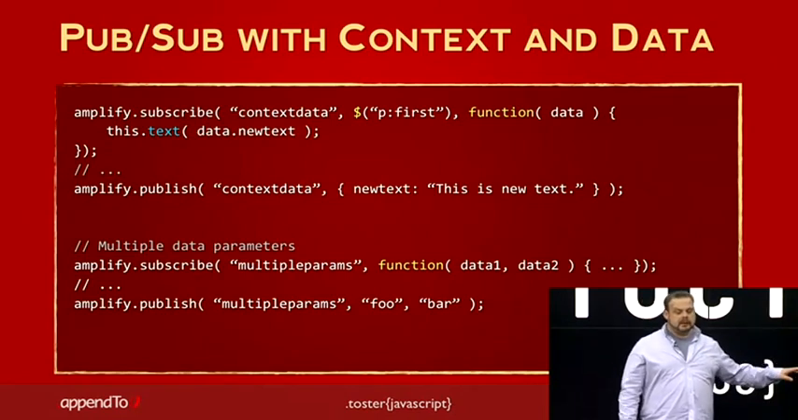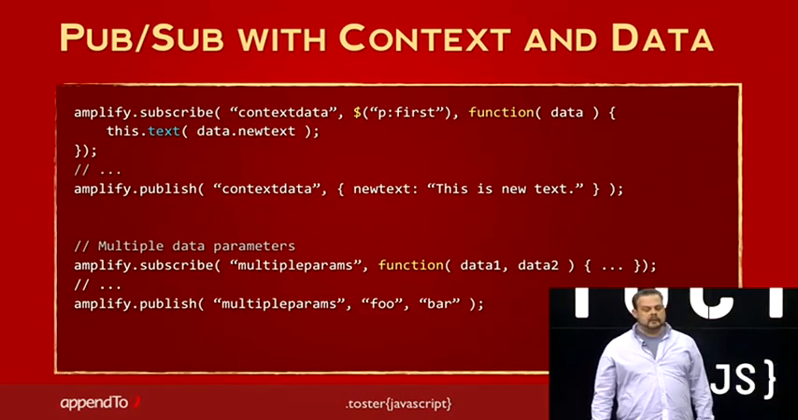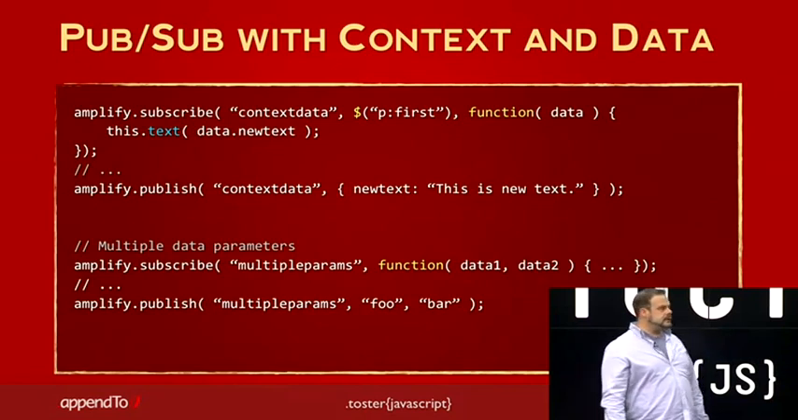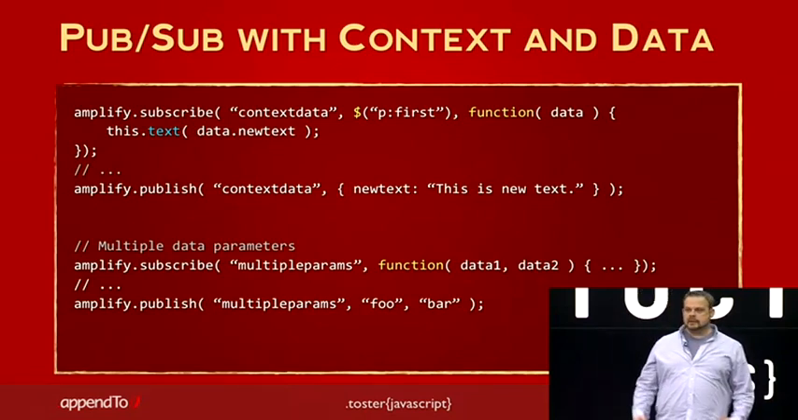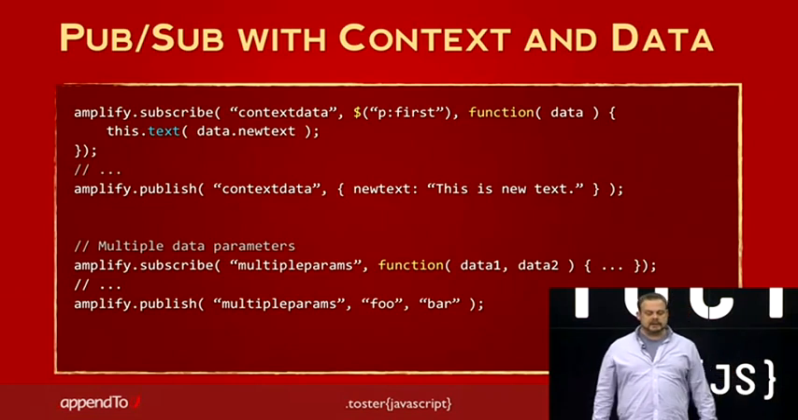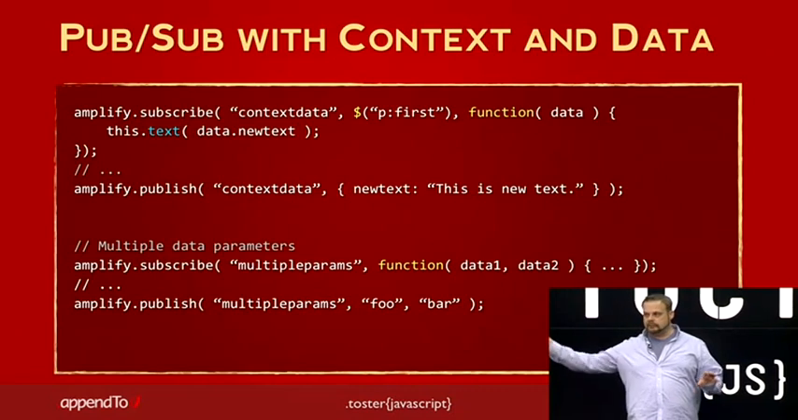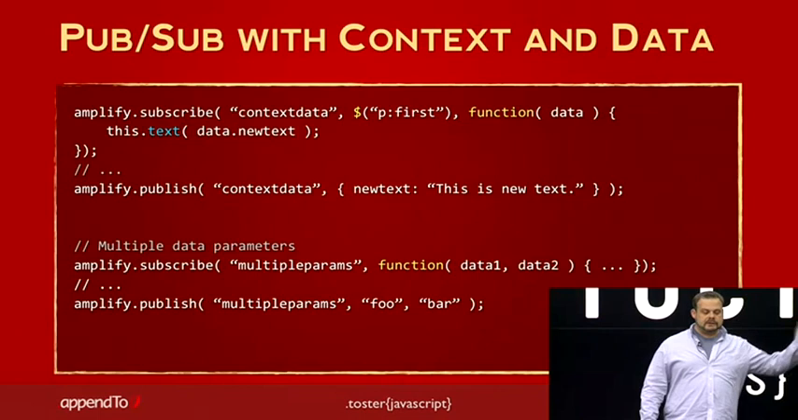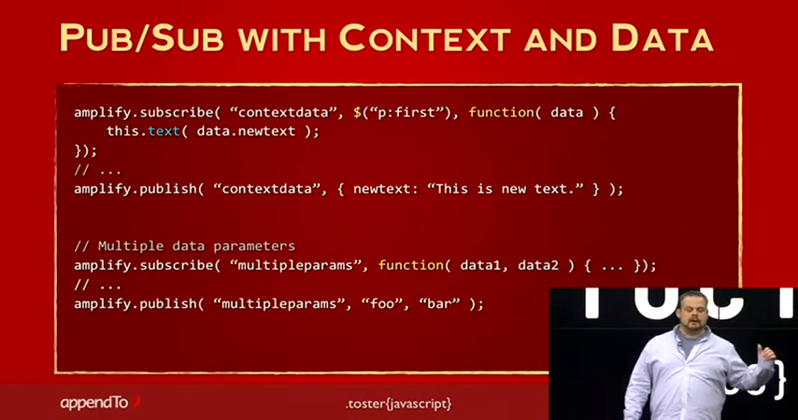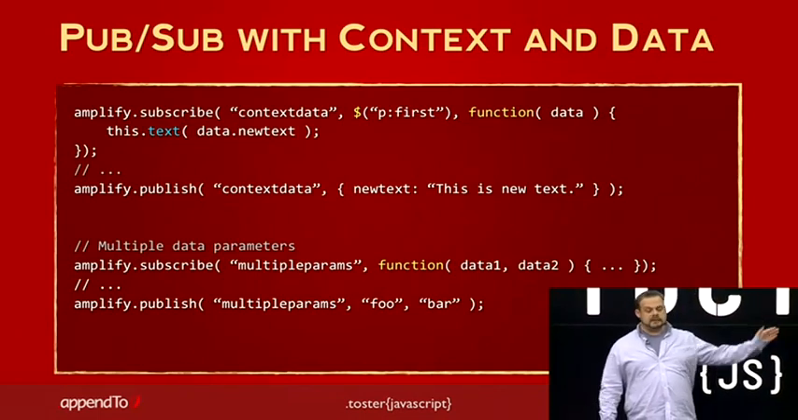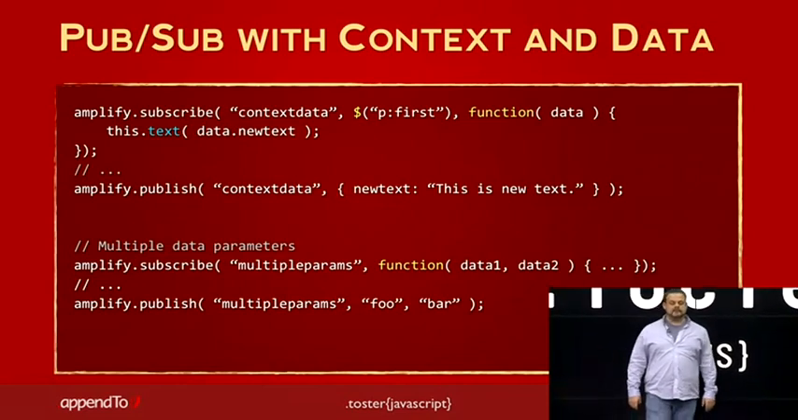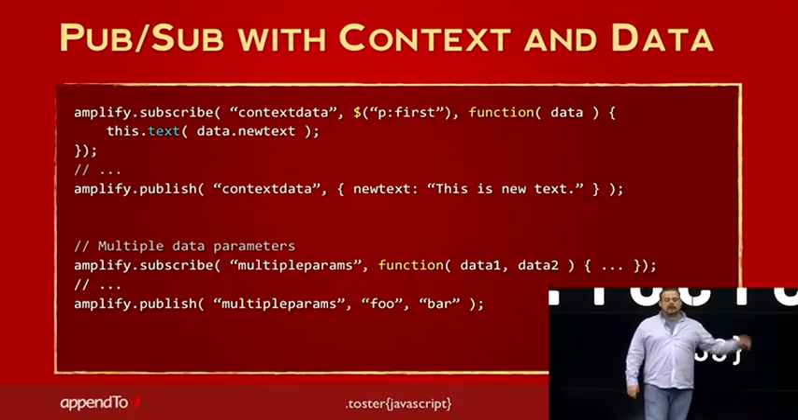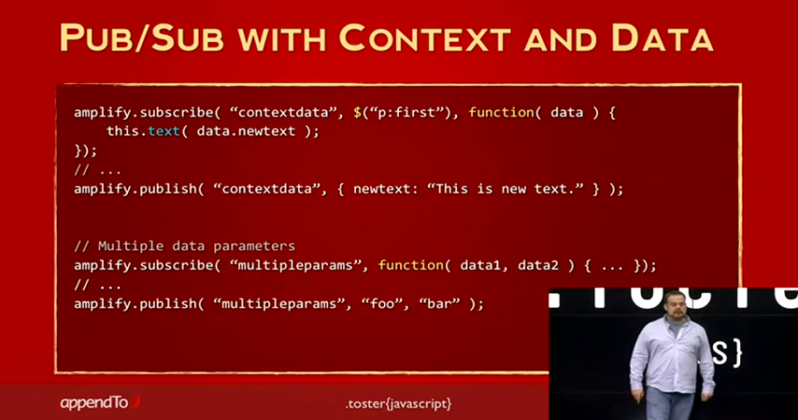The bottom subscribe and publish is an example of how we can pass in multiple parameters. You don't have to pass in just a hash. You can just pass in all the variables that you want. I'm showing two, but you could have as many as you need. So multiple params is the topic. So you can see that's the same there. And we're just passing in the two parameters there. The function callback is expecting two, so we're putting those parameters there at the end.